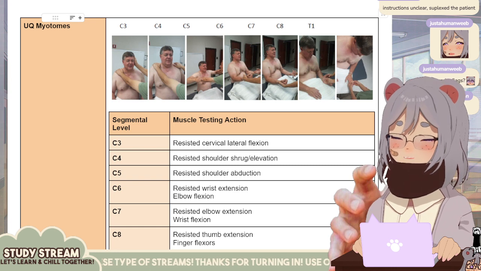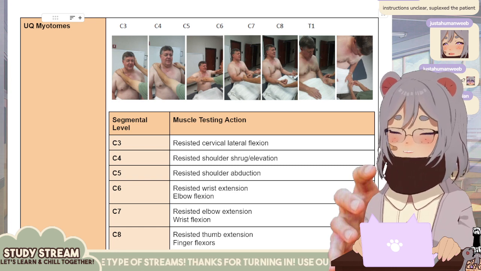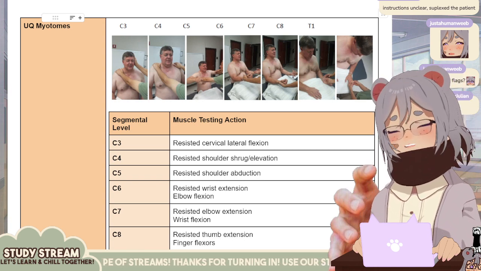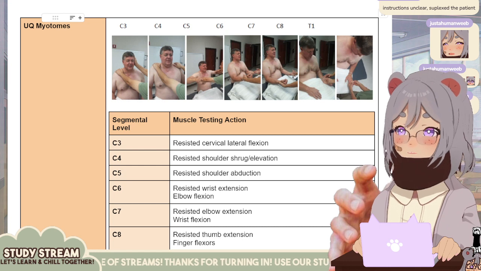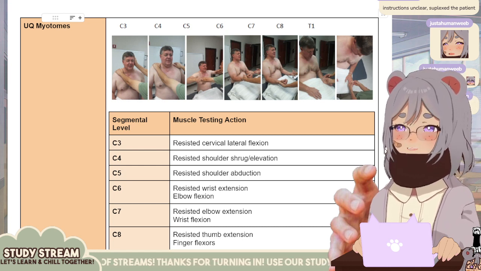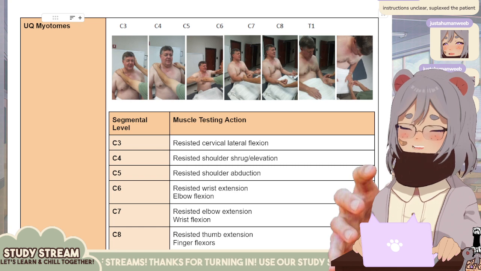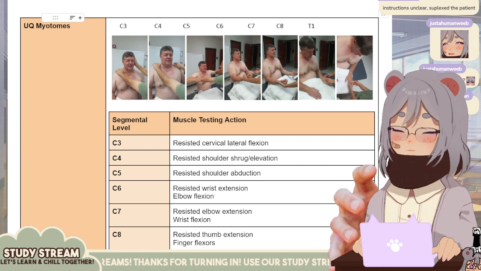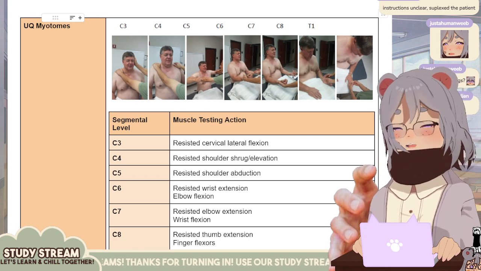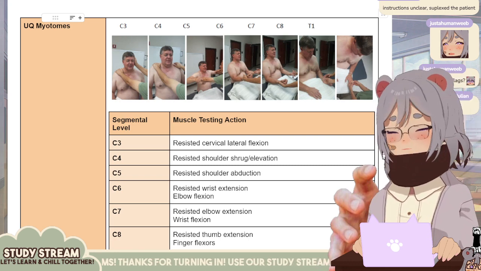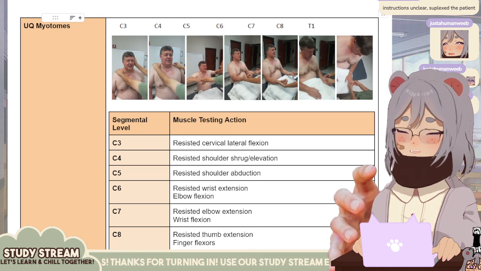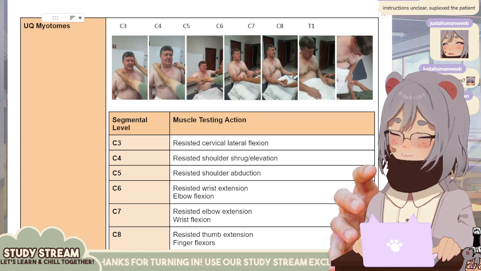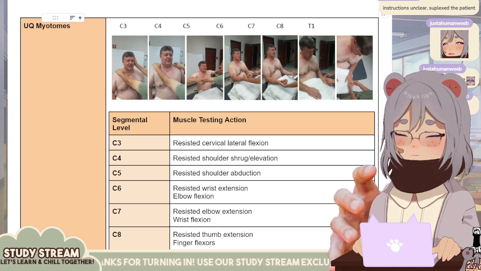With upper extremity myotomes, your C3 is going to be lateral neck flexion, and you can have the patient perform the action, or you can do it resisted. The manual says resisted. I guess you could do it resisted if you feel a little more concerned, to make sure whether it's weak or strong, but you could just have them do the action. So C3 is lateral flexion, C4 is shrugging, C5 is arm abduction, so their arms are out like T-posing slightly. They might not have their arms straightened all the way.